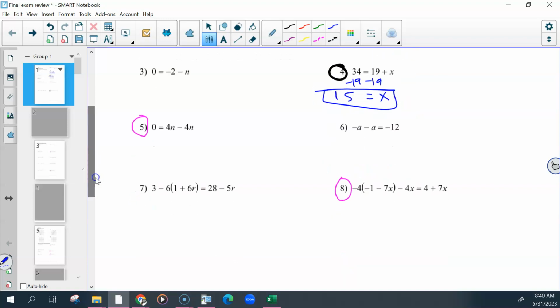For 5, we have 2 variables, so we need to combine our like terms, do exactly what it says, 4n minus 4n, but they cancel. So then we get a 0 equals 0 situation, and this would be infinitely many solutions. No matter what number you put in there, they'll always equal the same thing. Questions so far?